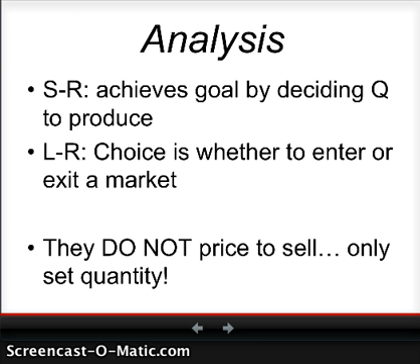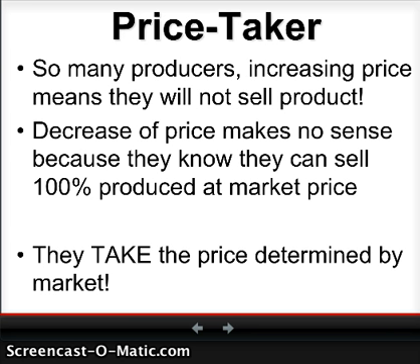All the perfectly competitive firm can do is decide quantity. They have no power over price. That's why they are called price takers. The reason why these industries are price takers is because there are so many producers that if Bob increases his price tag 5 cents higher than Fred's farm, buyers are well informed of prices, and what buyers are going to do is stop buying Bob's corn. They're going to buy Fred's corn.